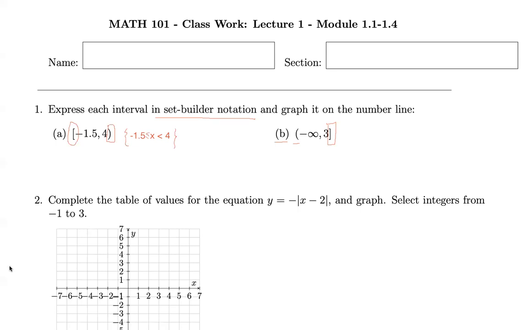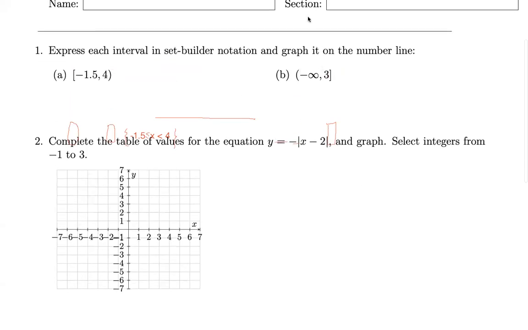For question 2, we have this absolute value function. We need to complete a table of values for this. Let's call this an equation for now. In the future, we're going to call it a function and graph it. So what do we do? We make a table.